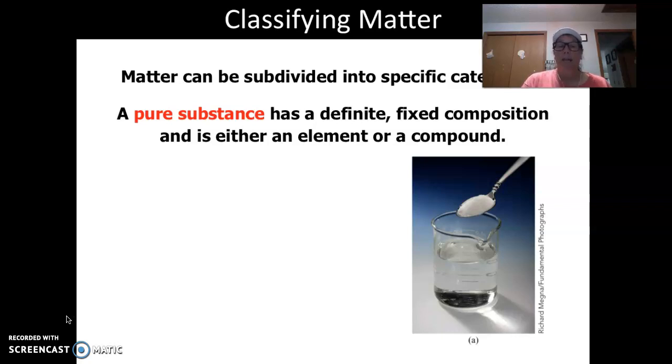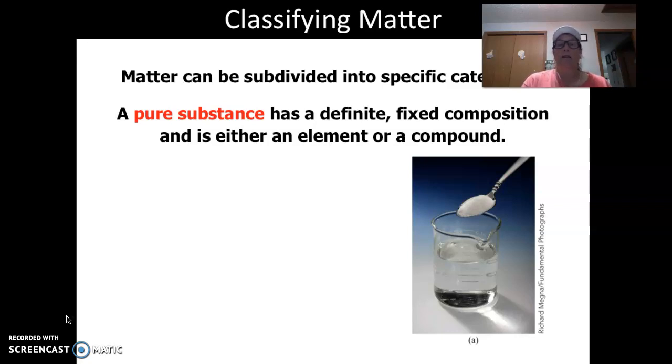So in this case, they're showing you water, and then I think it's either salt or sugar. A pure substance has a definite fixed composition. Salt is sodium chloride, NaCl. It's always one sodium and one chlorine. If it's not, then it's not salt. So that's a compound.